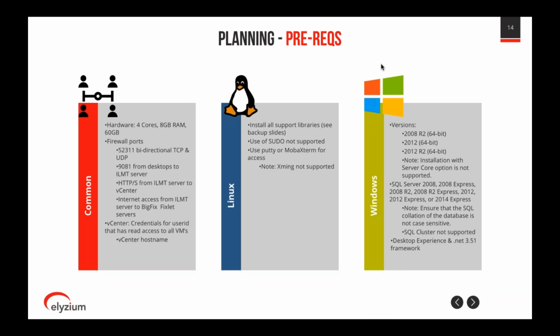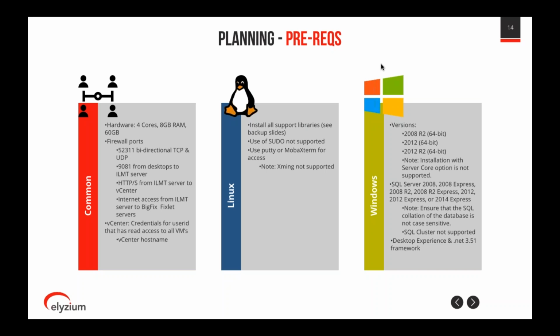You can't use sudo, so you will need to su to root. And to actually do the install, we recommend either using PuTTY or MobaXterm for access. Xming is not supported. So what we're recommending here is to actually do an interactive install as opposed to a silent install. So you can do a silent install where you can create a configuration file and kick that off on Unix.